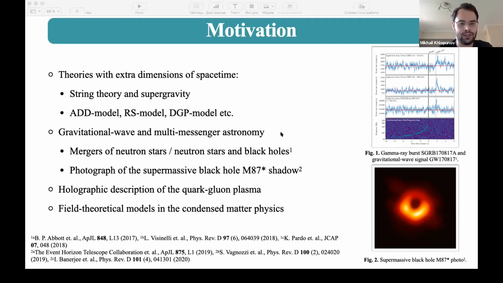For example, the first constraints on the characteristics of extra dimensions have already been obtained by use of the gravitational wave data. Also, another promising tool to probe the characteristics of extra dimensions is provided by the first photograph of a supermassive black hole shadow. And also, the multidimensional radiation theory finds its applications in a holographic description of quark-gluon plasma and field theoretical models in condensed matter physics. But here we will consider the gravitational radiation.